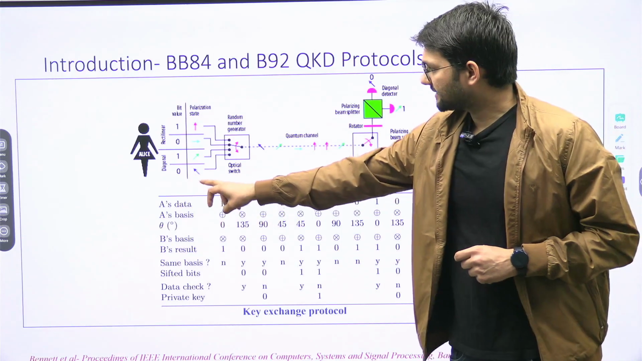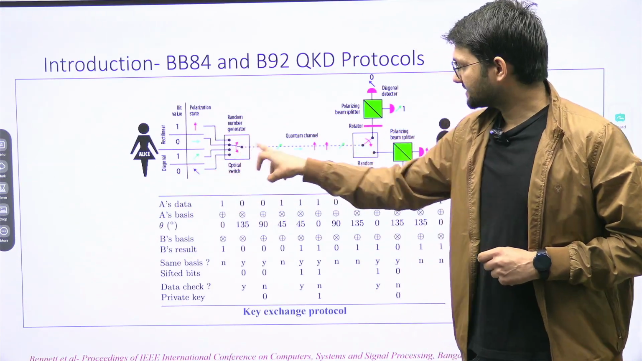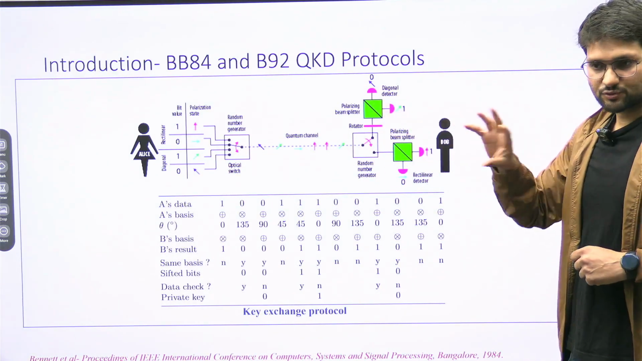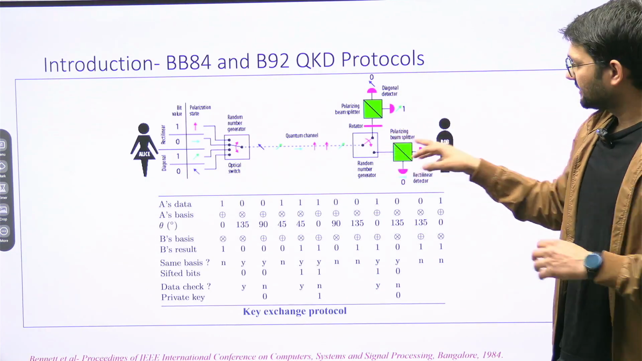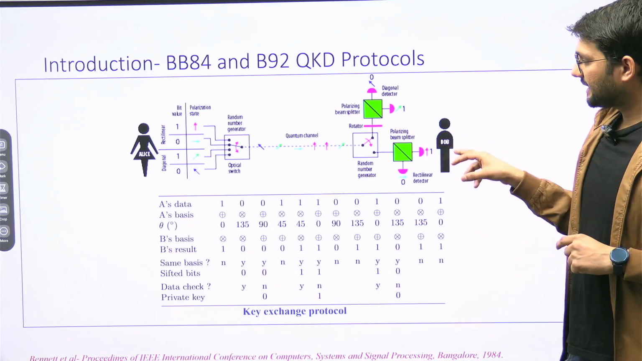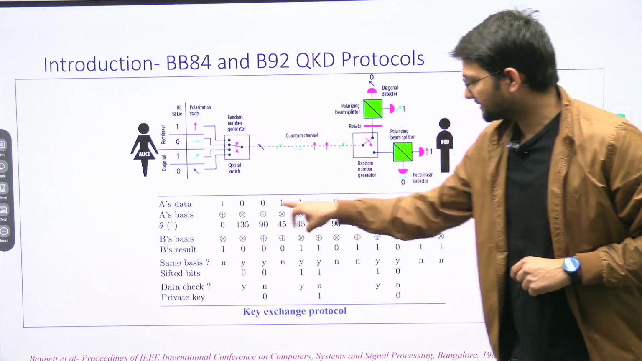So Alice prepares these bits in a random fashion and sends the photons to Bob, and Bob receives, again choosing a random basis, and whatever basis he selected, they communicate over the classical channel and then finally establish the key. So here is an example. So let's say A wants to send this data.